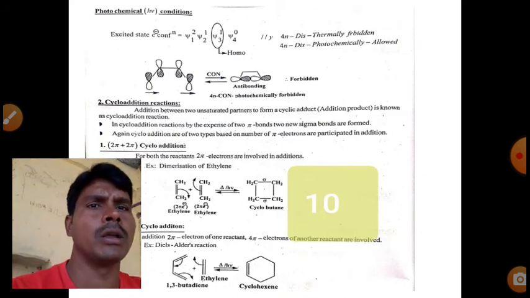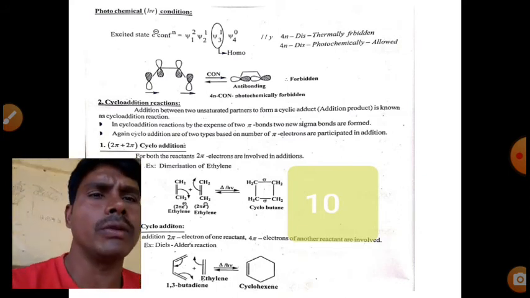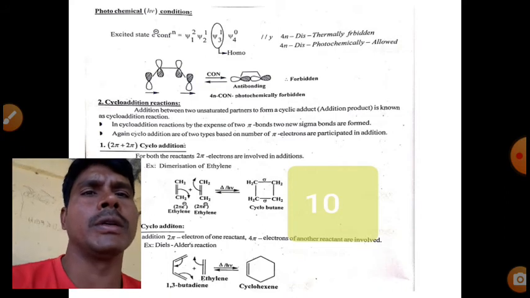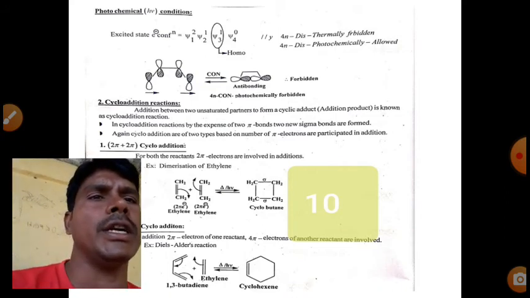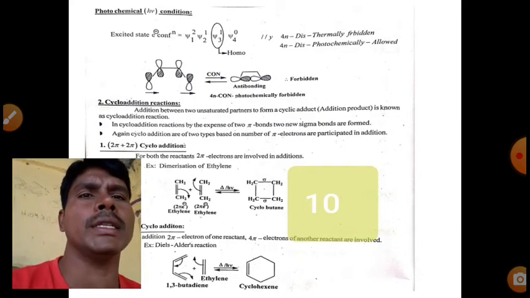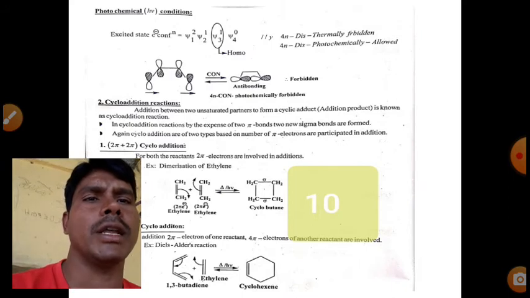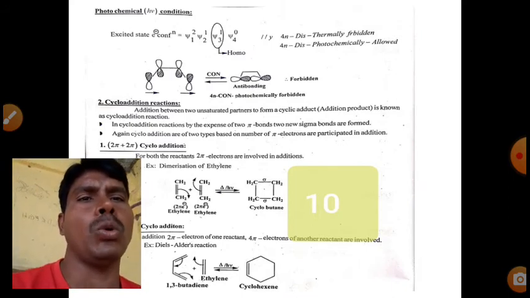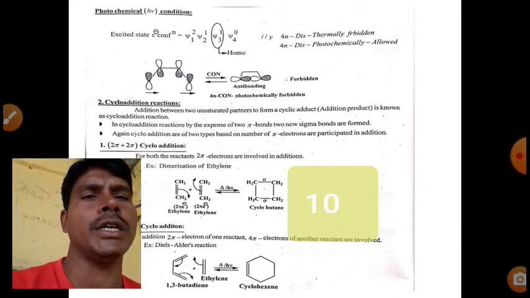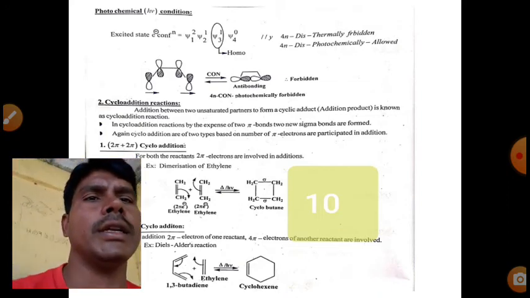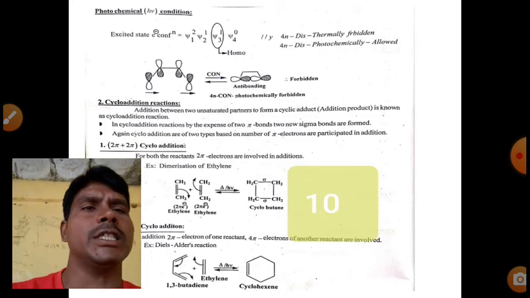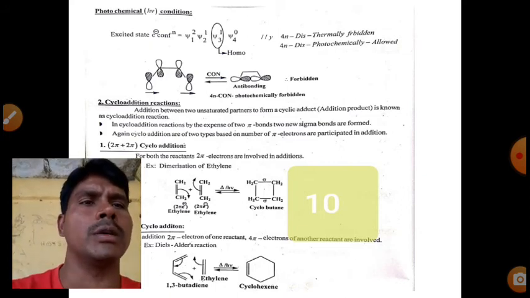In this, two parts are involved, and we get only one part or one product. So addition between two unsaturated partners to form a cyclic addition product is known as cycloaddition reaction. Already, just now, we have discussed in this chapter: two partners, two conjugated systems or two pi systems are involved. That's why in cycloaddition reactions, at the expense of two pi bonds, two new sigma bonds are formed.